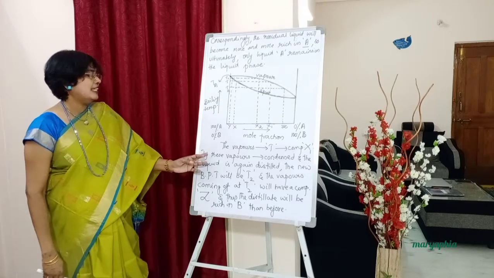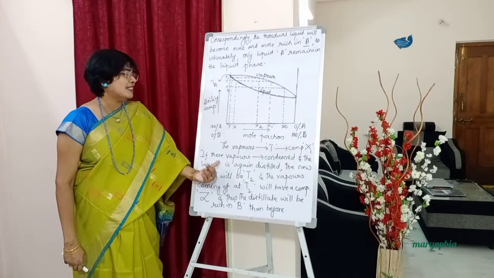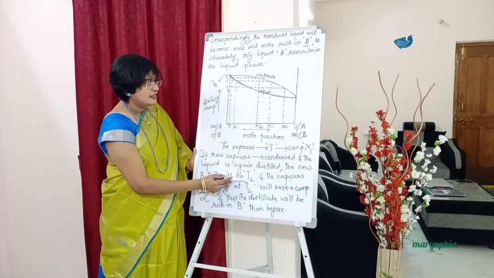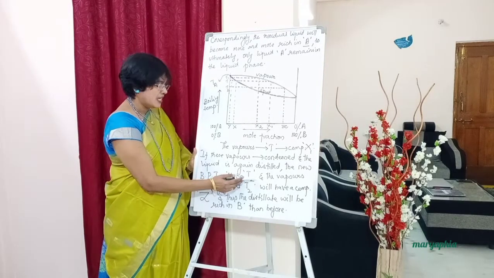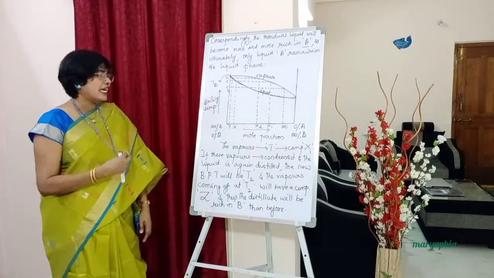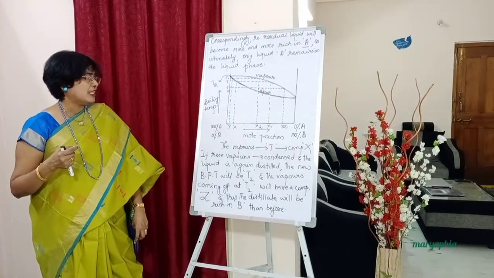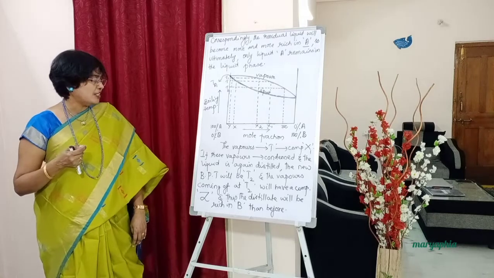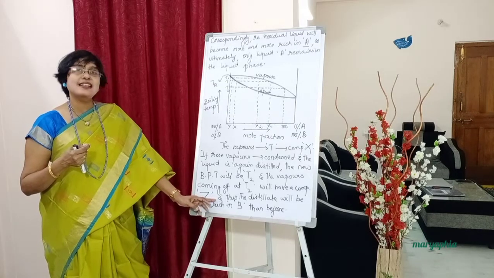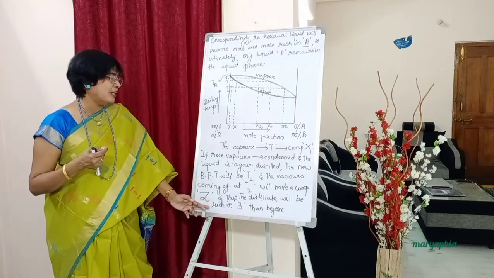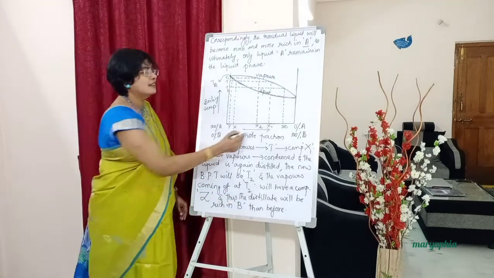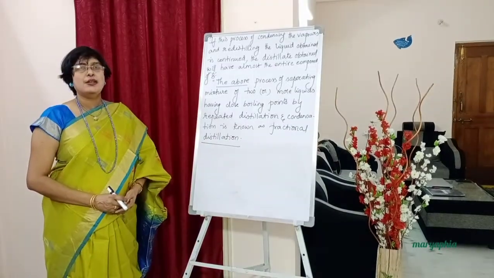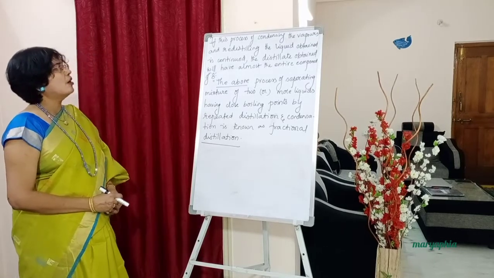Okay students, if these vapors are condensed and the liquid is again distilled, the new boiling point temperature will be T2, put it in inverted commas, and the vapors coming off at T2 will have a composition capital Z, and thus the distillate will be richer in B than before.